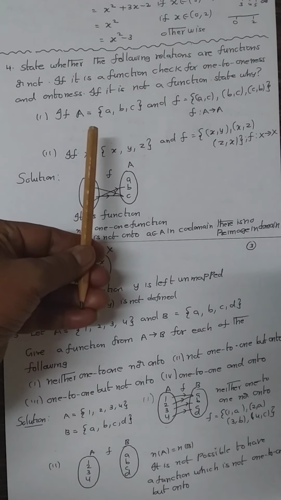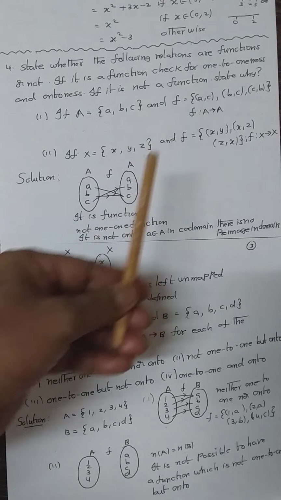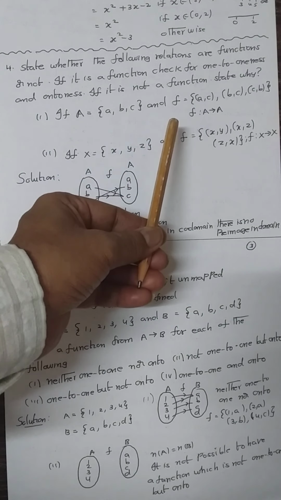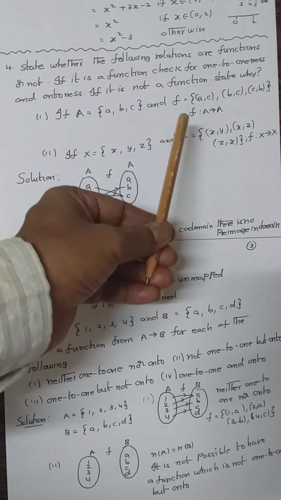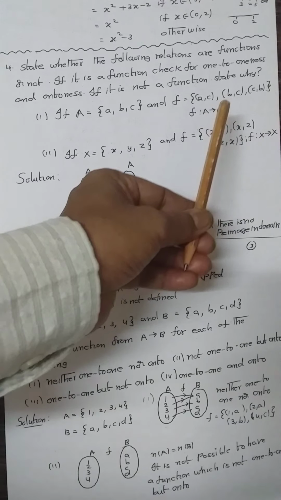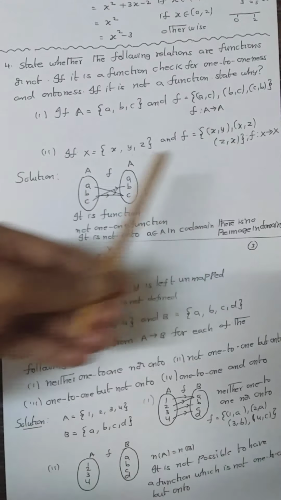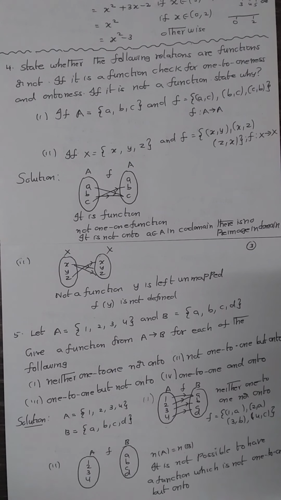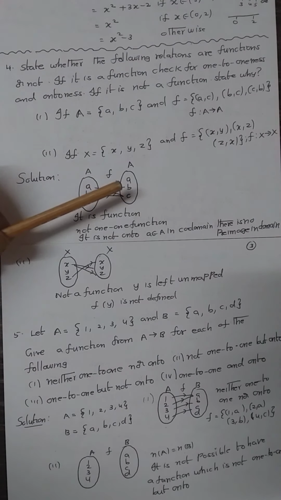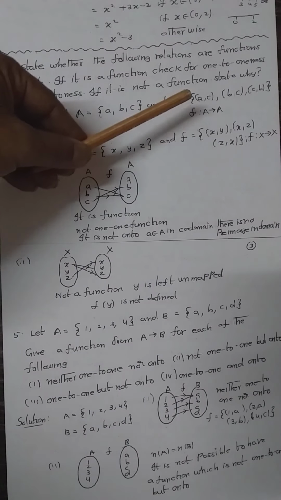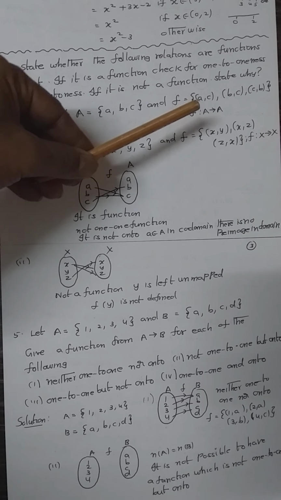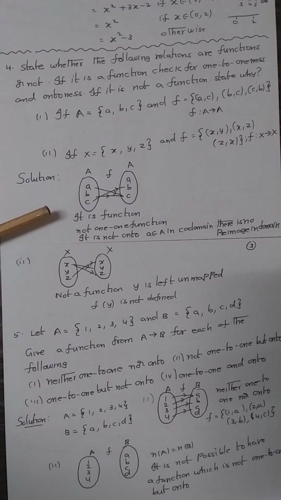First one, if A is equal to the set containing the elements a, b, c, and they define this relation f as a function only. f is equal to {(a, c), (b, c), (c, b)}, and f is defined from A to A. That means the same set. Domain is same, codomain also same. First one we'll see. So A, this is domain, this is codomain. Whenever they represent like this in a set of ordered pairs, it is better to draw the diagram so that you will come to know very easily whether it is a function or not.